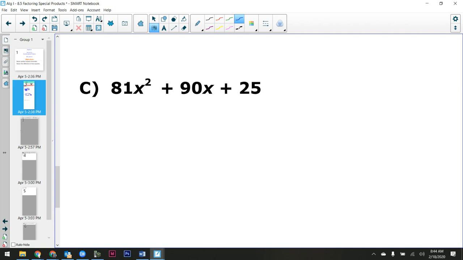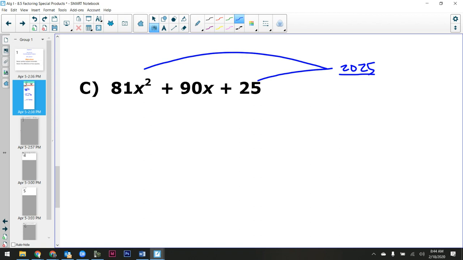Let's do this one now. A huge number, right? Let's go. What is 81 times 25? 2025. Okay, now, what do I notice about 81 and 25? They're both perfect squares, right? They're both perfect squares. So here's what I'm going to say.